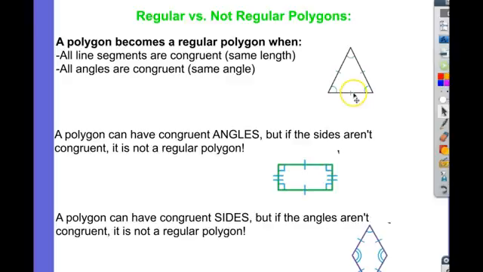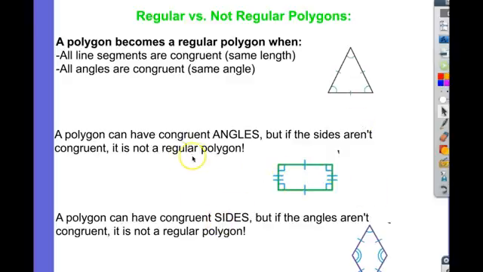So if I look at this triangle, and it doesn't necessarily have to be a triangle, it can be a lot of different shapes. This triangle is a regular polygon. And if I want to name what particular polygon it is, it's a triangle. So it would be called a regular triangle. All right, now let's look down here.